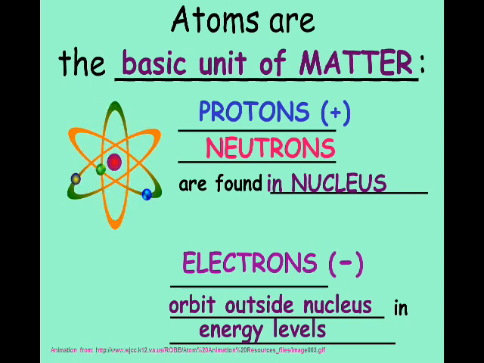Notice after the word proton and electron, I put a little plus and minus sign. Protons are particles that have a positive charge. Think P for positive, P for protons. Neutrons are neutral. They don't have a charge. Their name kind of tells you that. But electrons are negatively charged. So I put a little negative sign next to electrons to help you remember that these particles have a charge on them.